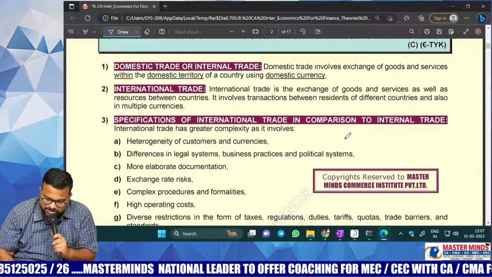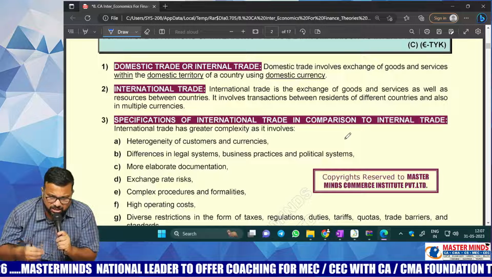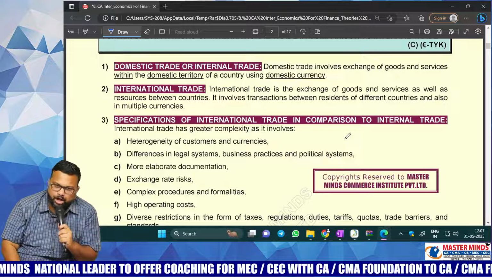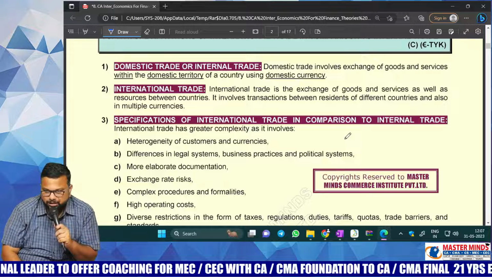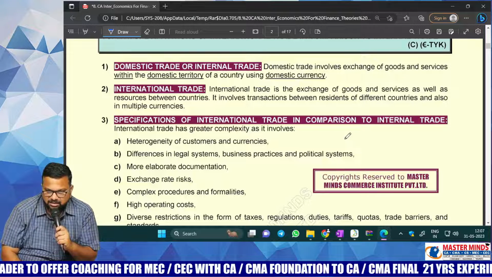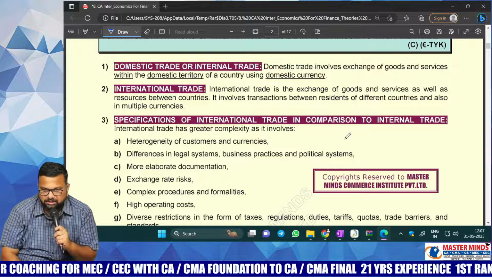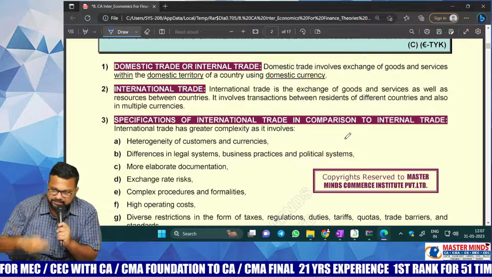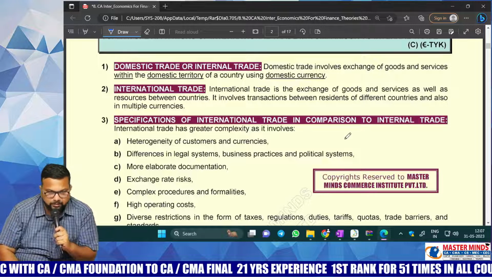Differences in legal system, business practices and politics. There is difference in rules, regulations and laws. Tax law is not the same in all countries. Rates are also not the same in all countries. There are different policies which differ from country to country. The Companies Act in India may be different from the Companies Act in some other country. So depending on the situation, companies need to adapt their businesses.